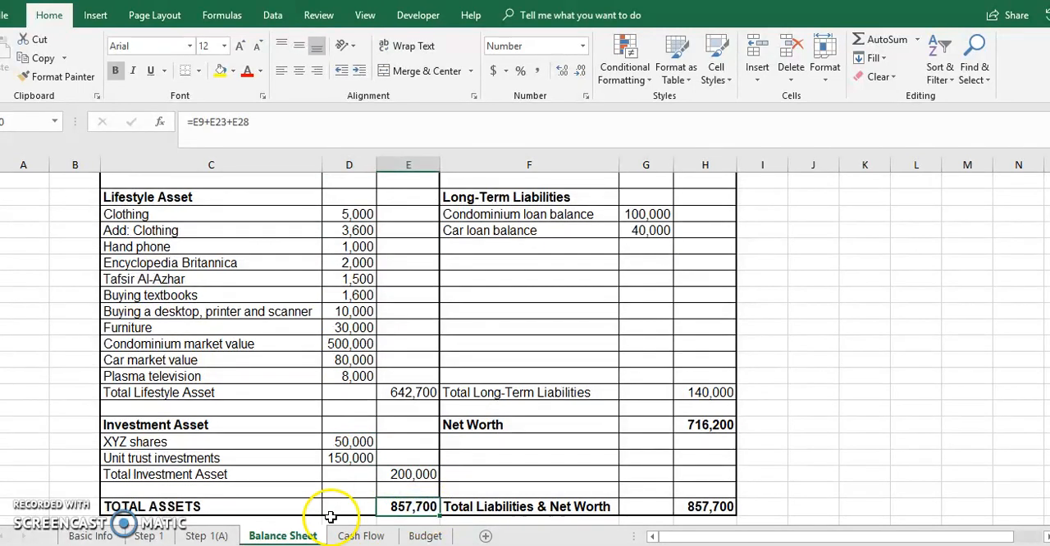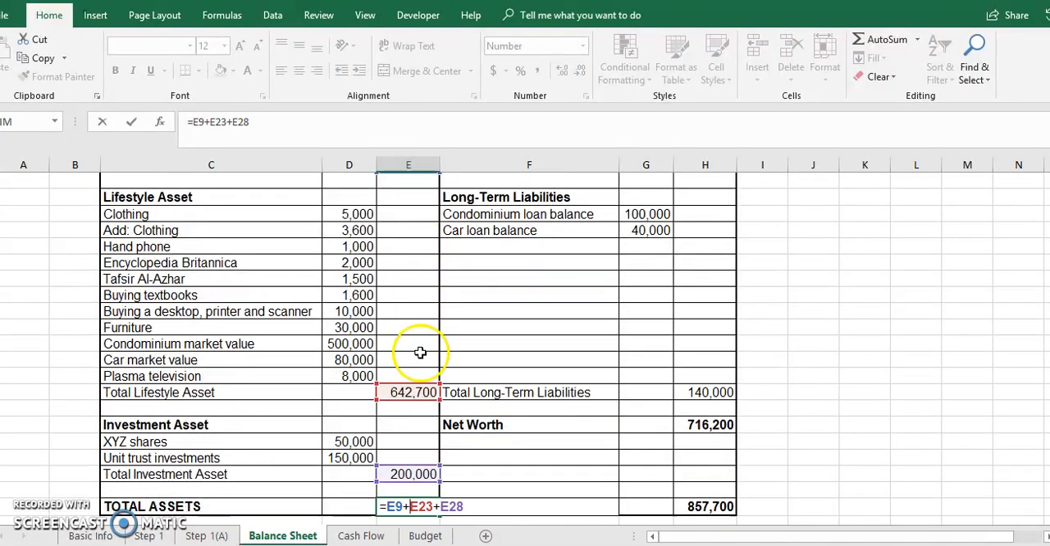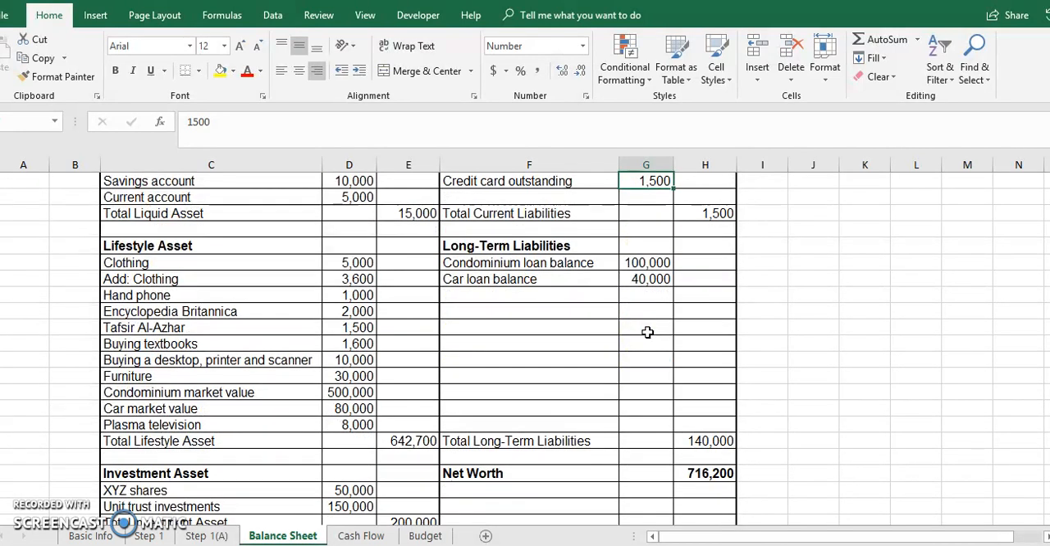In this case, as the name suggests, total asset means that you total up everything: the liquid asset, lifestyle asset, and investment asset. Then you have the total asset. The same goes for the liability side. We just record the items that we have identified earlier, in this case the credit card outstanding. The same goes for the long-term liabilities.